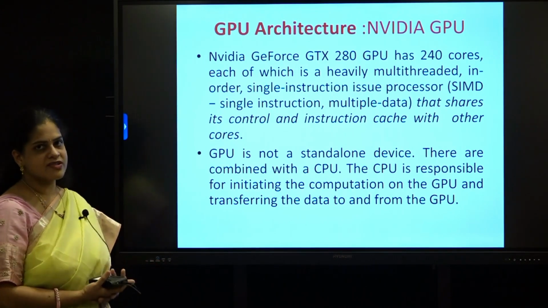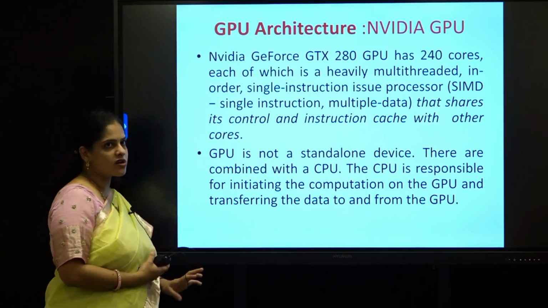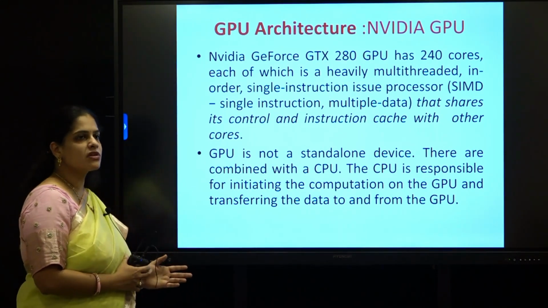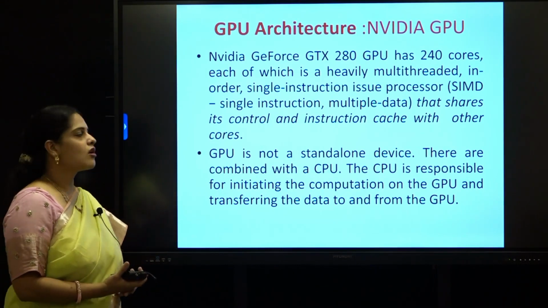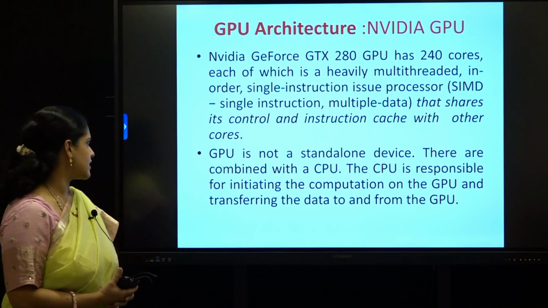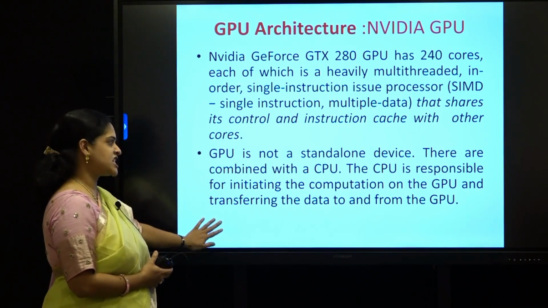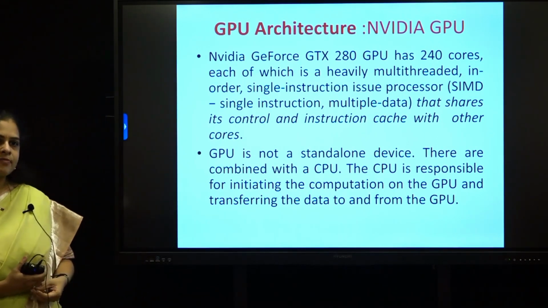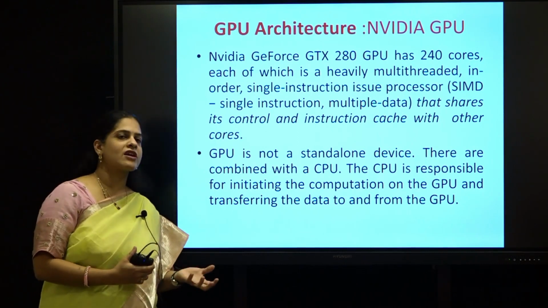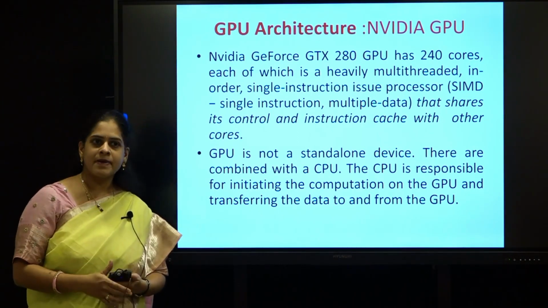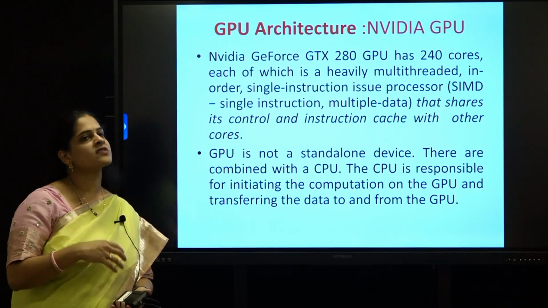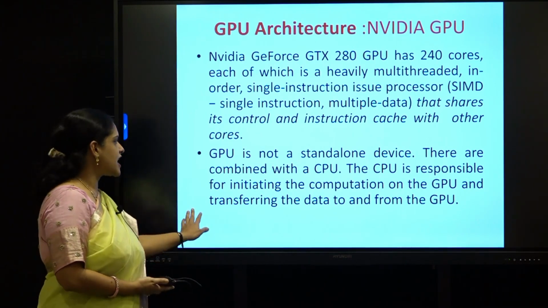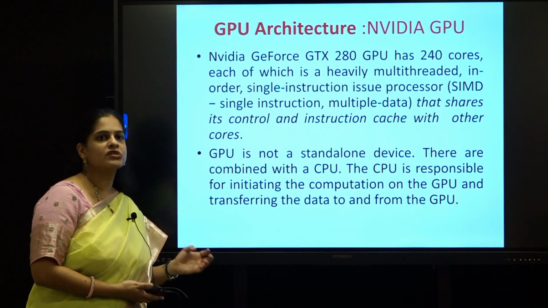Moreover, as I told you, GPU is not a standalone device, it cannot work on its own. It is combined with the CPU. Along with the CPU, you need to have a GPU attached to it in order to implement the concept of parallel processing environment. The CPU is responsible for initiating the computation on the GPU and transferring the data to and from the GPU. Whenever there is a parallel task in the program, the CPU has to identify that parallel task and assign it to the GPU. And whatever data is required by the GPU to perform the task has to be transferred from the CPU to the GPU.